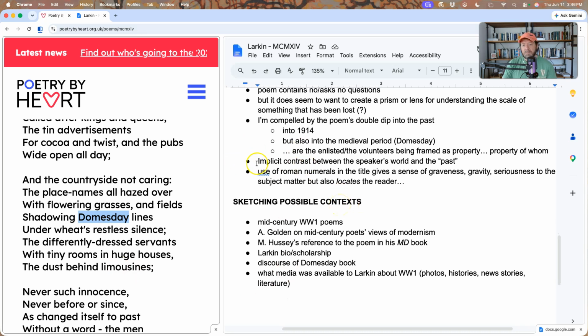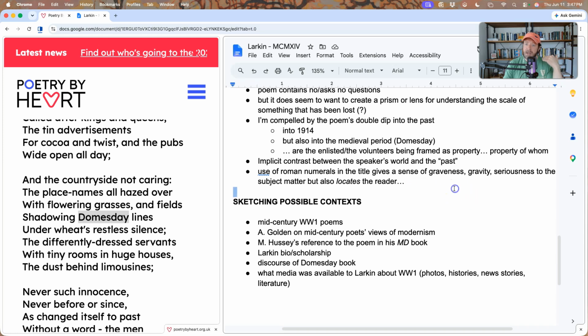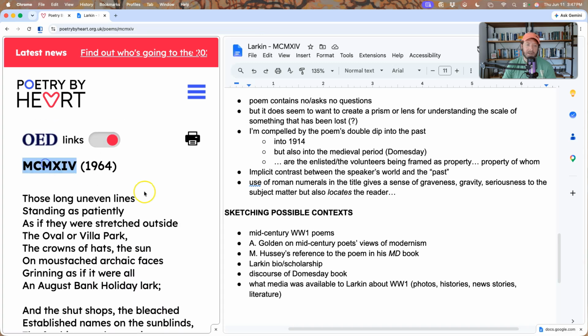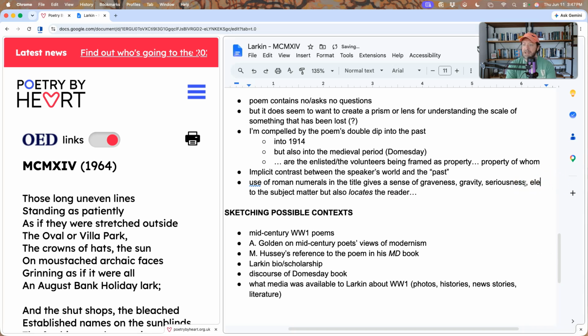There's an implicit contrast too with the speaker's world, which is not described in the past. All we know about the speaker's world is that we are past or after innocence. And then I'm not sure why I left this to last. Maybe I was just looking back at the poem and thinking, oh, I need to say something about the use of Roman numerals in the title here, which gives a sense of gravity, seriousness, even a sense of elegy to the subject matter, but it also locates the reader.